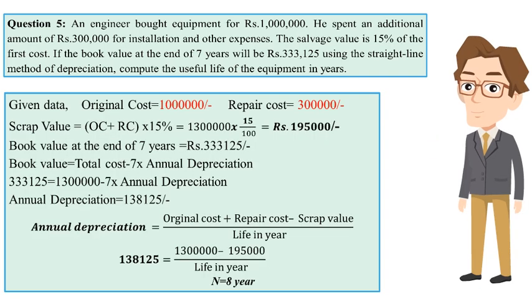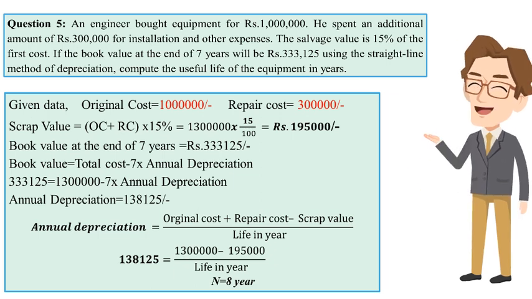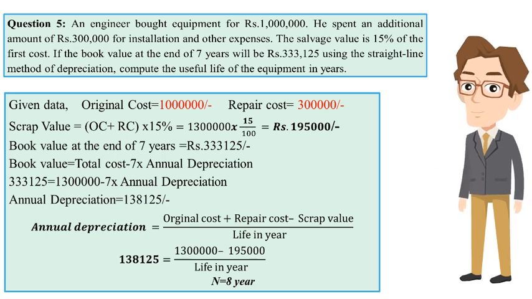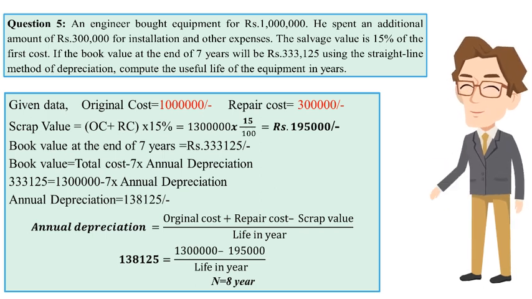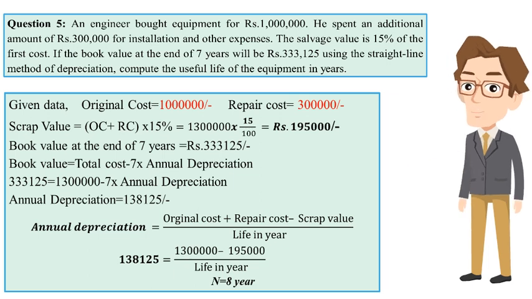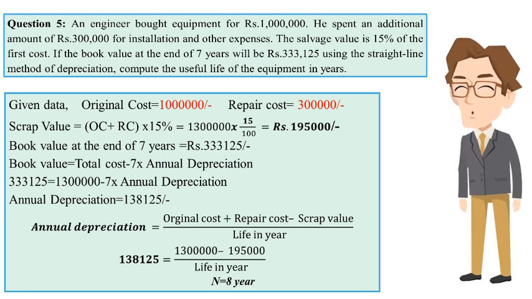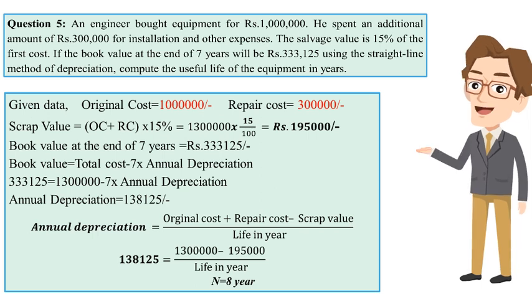Given data. Original cost equals 1 million rupees. Repair cost equals 300,000 rupees. Scrap value equals original cost plus repair cost, multiplied by 15%, equals 1,300,000 rupees multiplied by 15 divided by 100 equals 195,000 rupees.